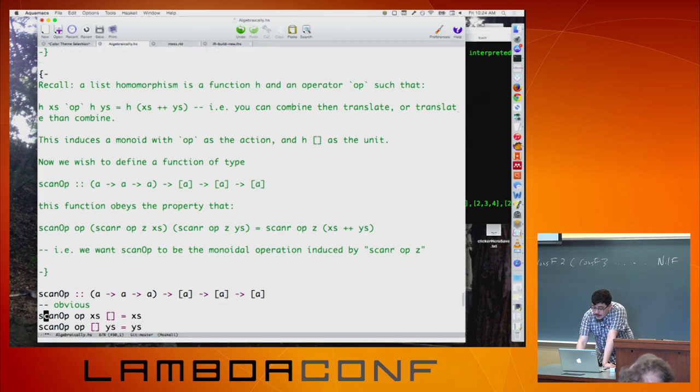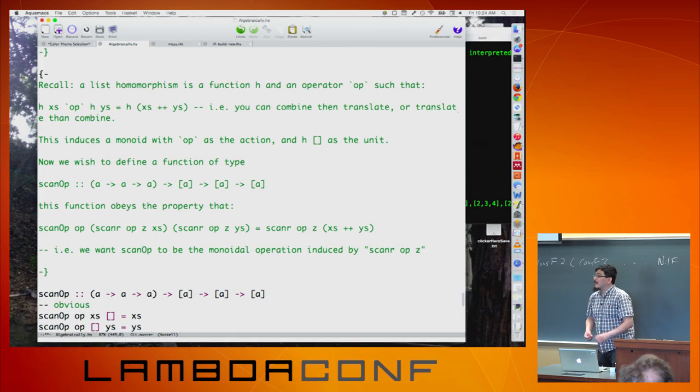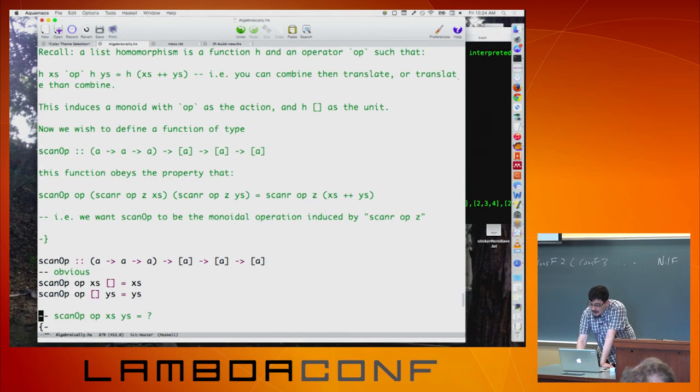Well, we know one thing, right? Whatever it does, if one of the arguments is an empty list, it had better just return the other list. There's nothing else to do. And so we can write the obvious case. The obvious case is obvious. Now what do we do in the other case?